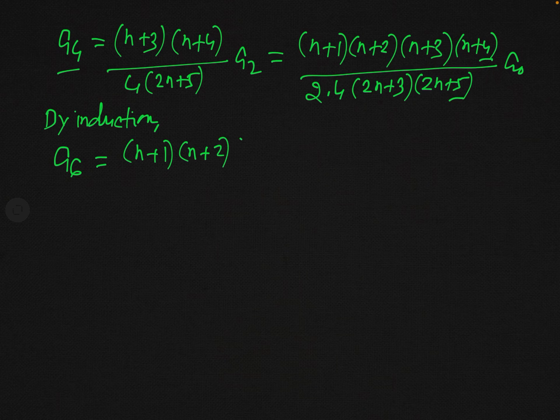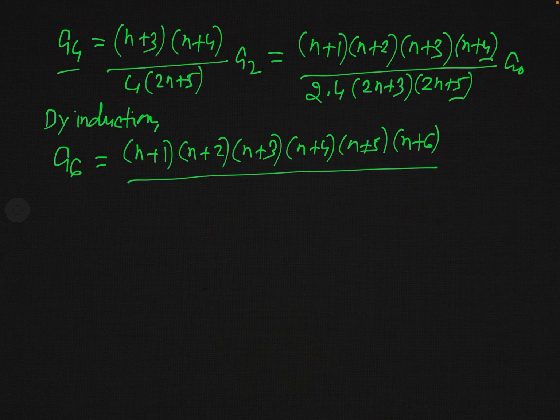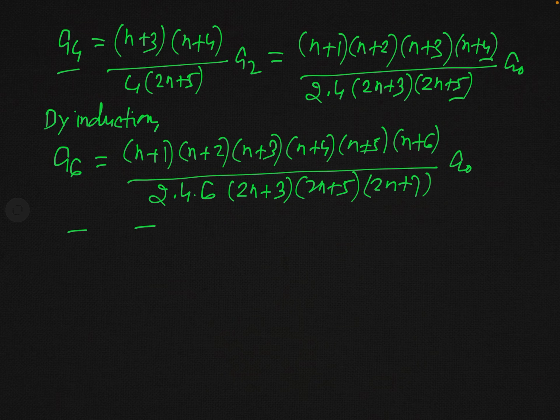So what will be the result? This will be n plus 1 into n plus 2 into n plus 3 into n plus 4 into n plus 5 into n plus 6, written up to here, and divided by 2 into 4 into 6, and 2n plus 3 into 2n plus 5, and the last term 2n plus 7, into a naught. So directly you can write the other coefficients in this way by induction. There is no need to see the recurrence formula. So now you can write the second independent solution of Legendre's equation.